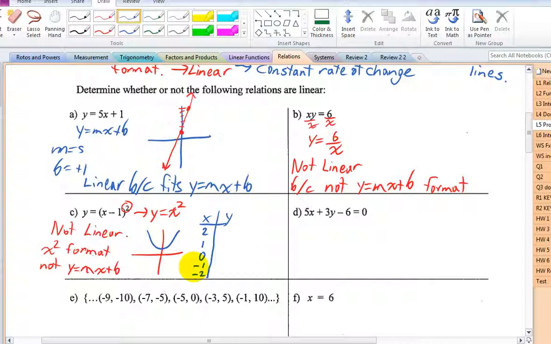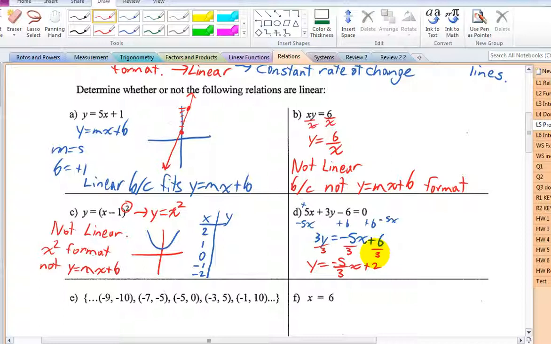Looks familiar. What kind of form is that? General. Okay, so let's move it. Move the -6 to the other side. How would we move a -6? +6 both sides. And here, what's the sign in front of the 5? Positive sign. So how do we move it? -5x. So we had 3y equals -5x plus 6. And then what should we do? Divide by 3. So both parts on the right side must be divided. Y equals -5/3 x plus 2.